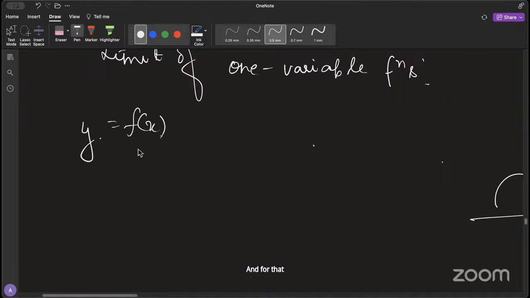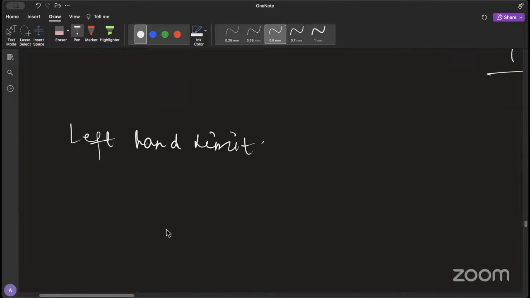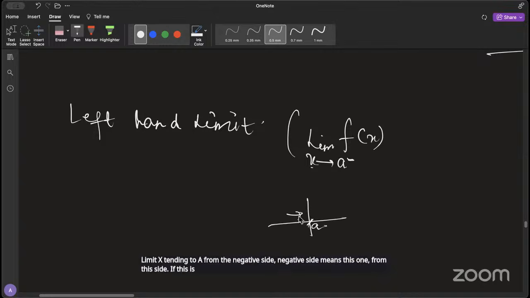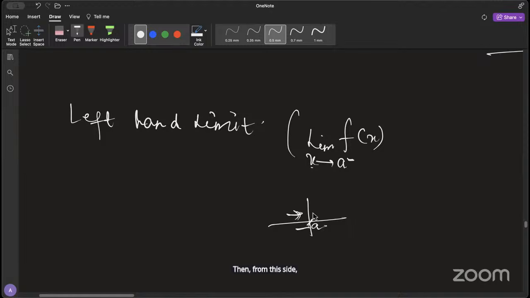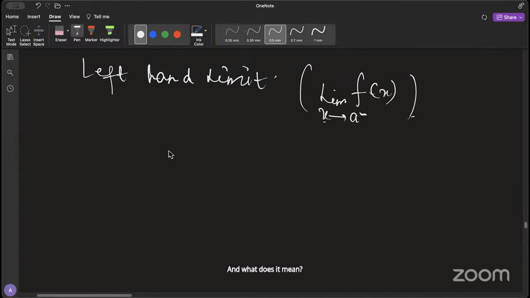And for that, first I'll define the left-hand limit. The left-hand limit of a function f(x) at a given point A is written in this manner. Limit x tending to A from the negative side means from this side. If this is point A, then from this side, so we represent it with A negative. This is the left-hand limit of a function f(x) at point A. And what does it mean? It means, where does my f(x) go?